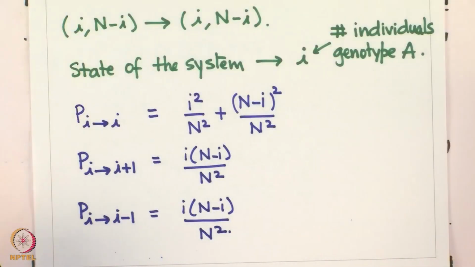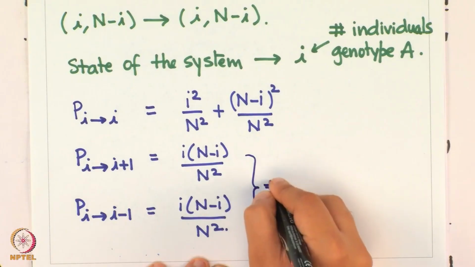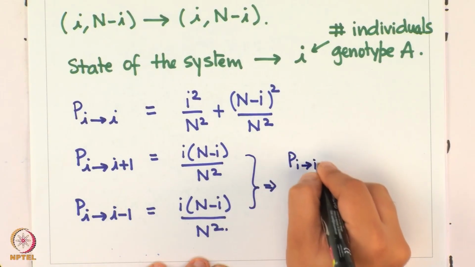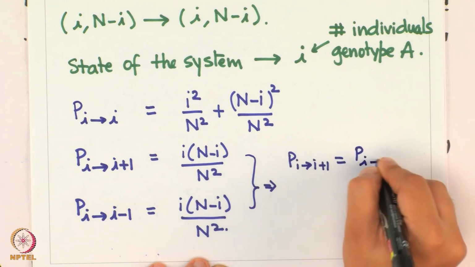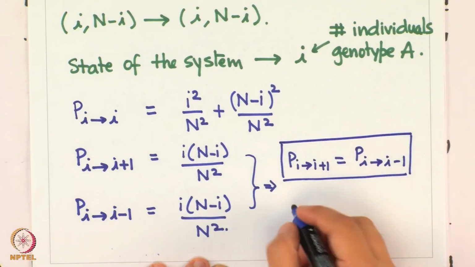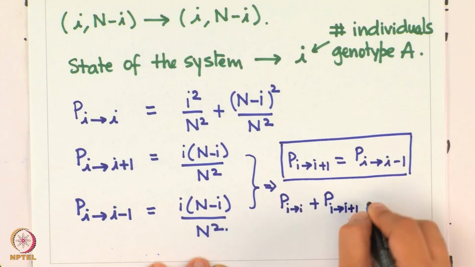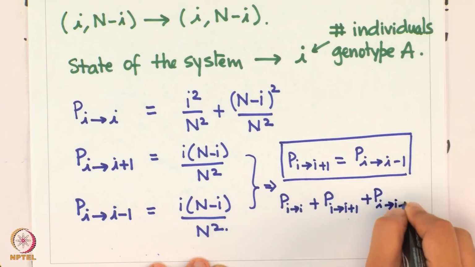Okay. So now we have probability expressions for each of these 3 transitions that can happen, and we know that there are no other transitions that are possible in delta t time. In that delta t time, when we select 1 birth and 1 death event, these are the only 3 transitions that are possible. What you should also realize at this point is that looking at these 2 expressions, we get pi to I plus 1 is equal to pi to I minus 1. These 2 probabilities are equal. I also know that pi to I plus pi to I plus 1 plus pi to I minus 1 is equal to 1.